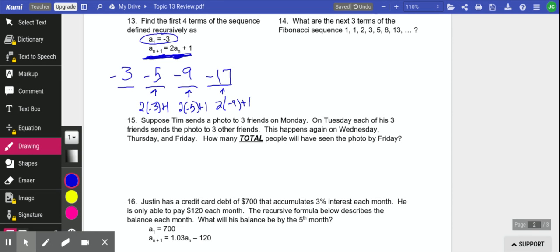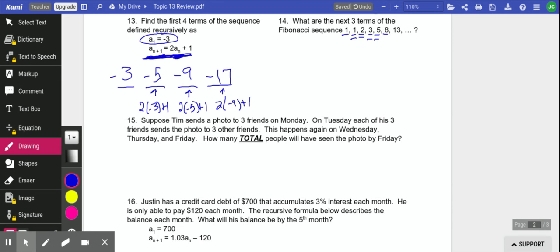Another sequence we talked about was the Fibonacci sequence. The Fibonacci sequence is a special sequence where you have to know the first 2 numbers, and then to find the next number, you add the 2 before that. Let me show you. 1 plus 1 is 2. 1 plus 2 is 3. 2 plus 3 is 5. 3 plus 5 is 8. 5 plus 8 is 13.